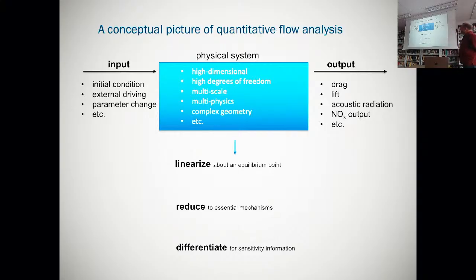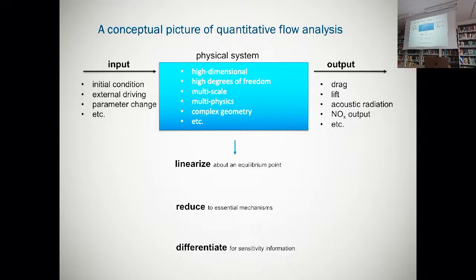Now, usually the physical system is a little bit too complex to treat in all its complexity. So we usually do three different categories. And that one is we linearize around an equilibrium point. And then everything is a little bit easier to analyze around the equilibrium. That one is usually the mean flow case.